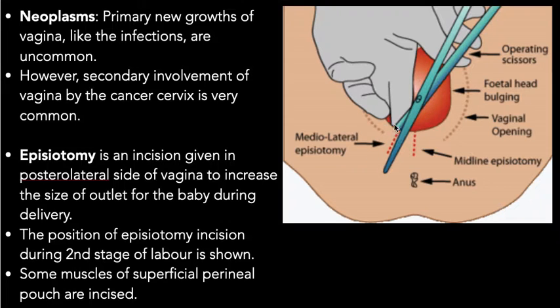Now, episiotomy is an incision given at the posterolateral side of the vagina to increase the size of the outlet for the baby during delivery, right? So you can see this is the episiotomy given. The fetal head is bulging out, it's the vaginal opening, right? And the episiotomy incision is given at the second stage of labor, and some of the muscles, that is the superficial perineal pouch, are incised.